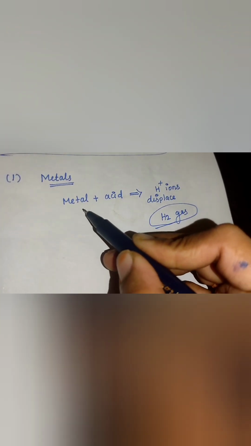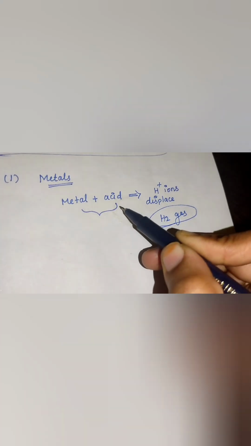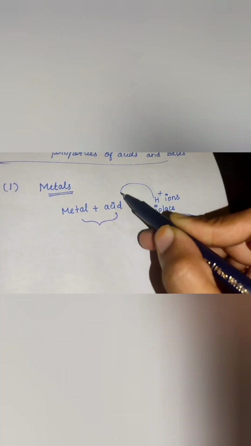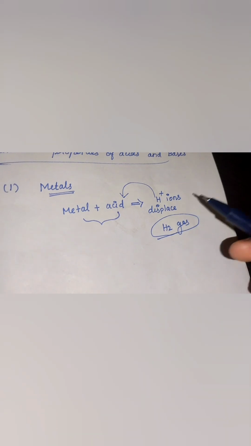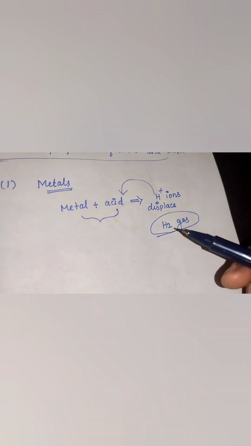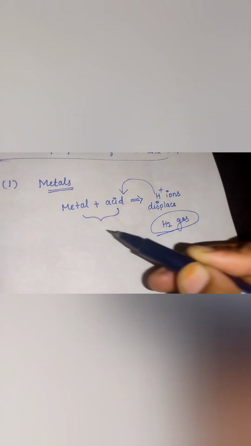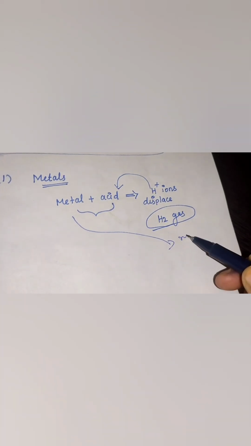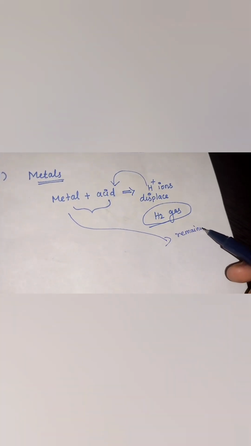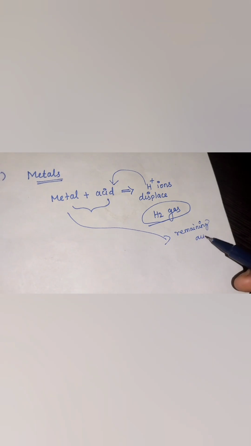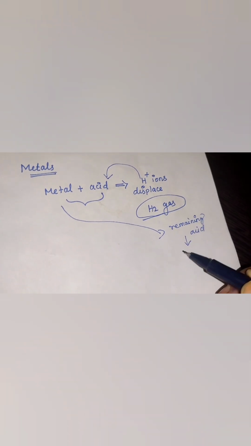Again I will repeat: the metal reacts with the acid and displaces the H plus ion present in the acid. After this displacement, we get hydrogen gas. Then the metal reacts with the remaining part of the acid, which produces salt.